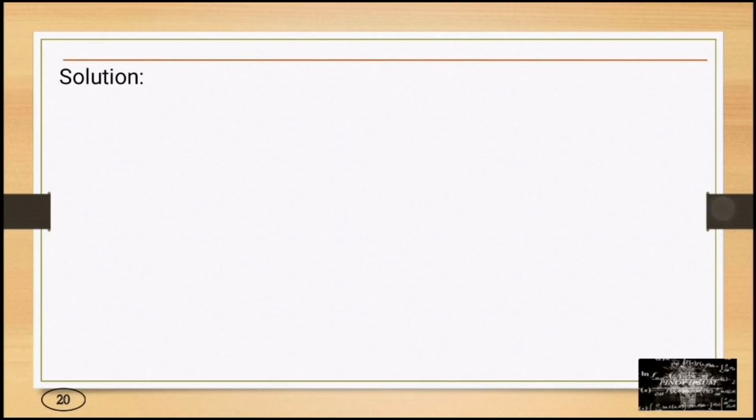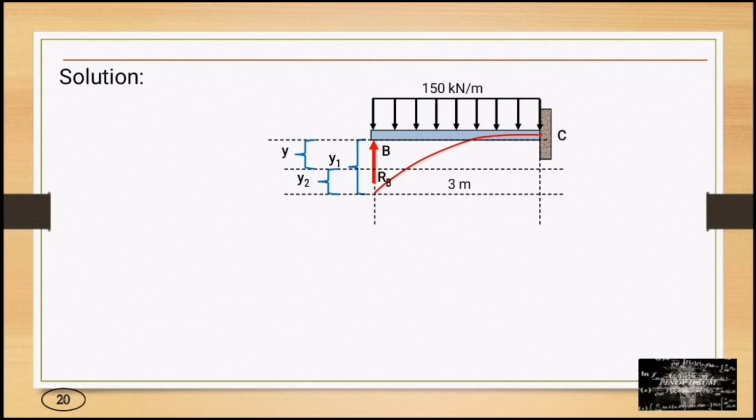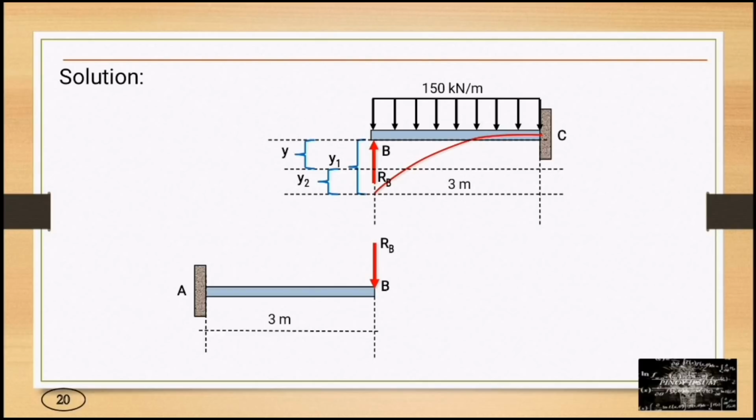So solution, due to 150 kilonewtons load, magde-deflect yan by y1, and due to reaction at point B, babalik siya ng konti. So we have y2, then we have y, yung difference ng y1 at y2. Then we have segment beam AB. So we have y, then yung y is equal to y1 minus y2.